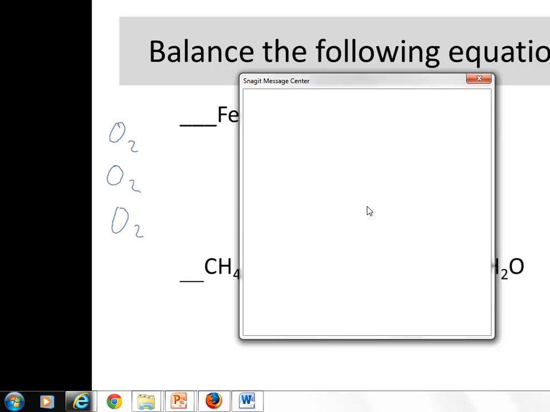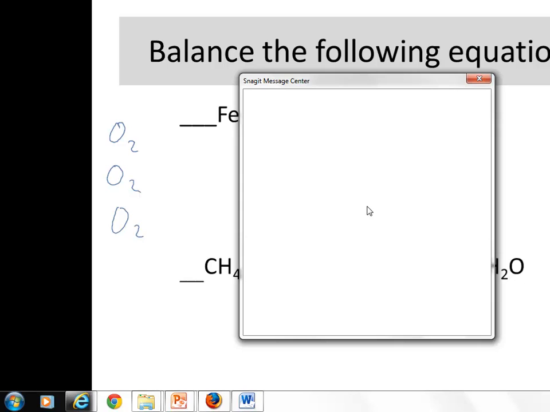How many H's on this side? 4. How many O's? Now on the products, how many C's? 1. How many H's? 2. How many O's? 2 plus 1 is 3. So let's pick one to balance.